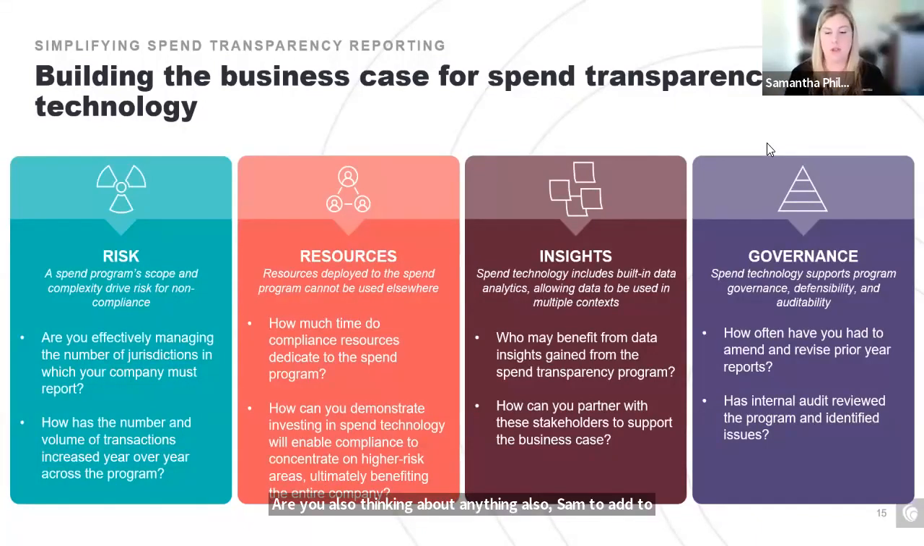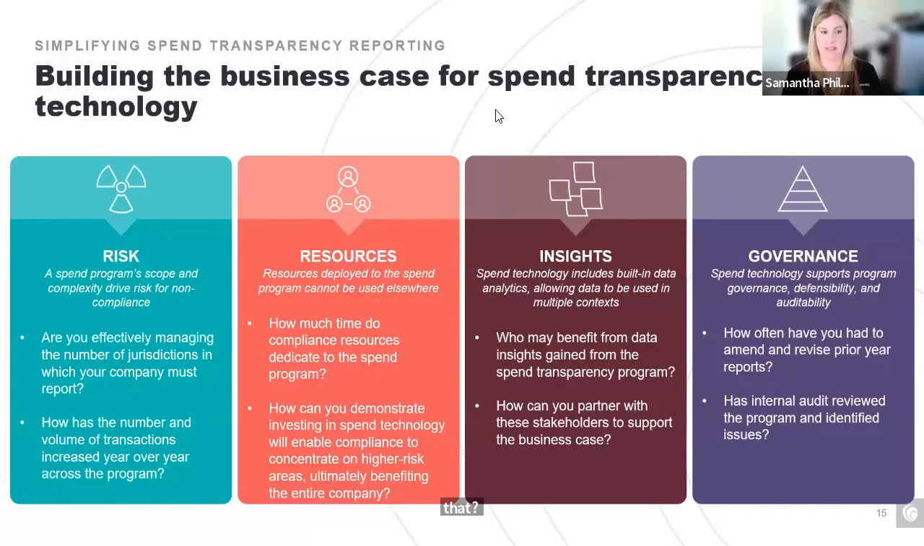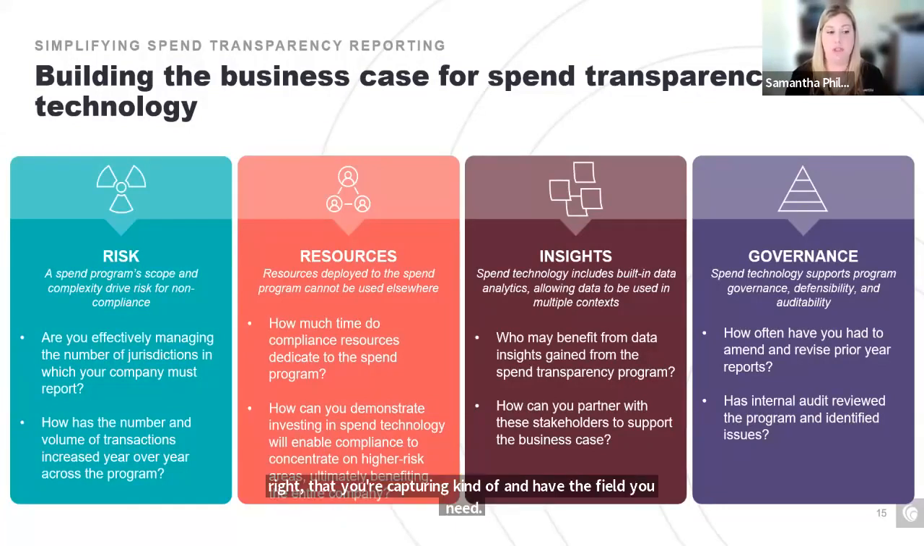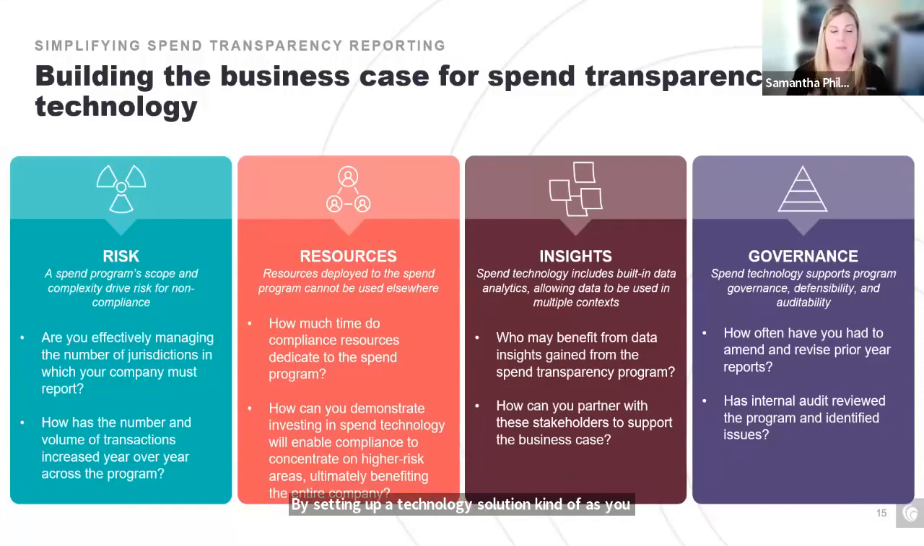I would say the one thing here too is think about growth. When you're making the business case, a lot of times what we see in small emerging companies is people say, oh, spend's not a big deal. We don't have a lot of transactions, which is oftentimes true when you're heading into it. So the priority at that point is setting up your systems in a way that you can extract spend data, that you're capturing and have the fields you need. But setting up a technology solution before you head into that growth curve can ensure that while you're growing, you already have these resources in place.